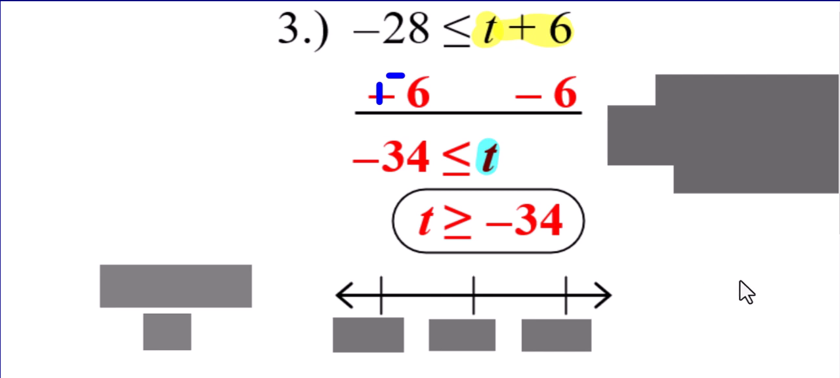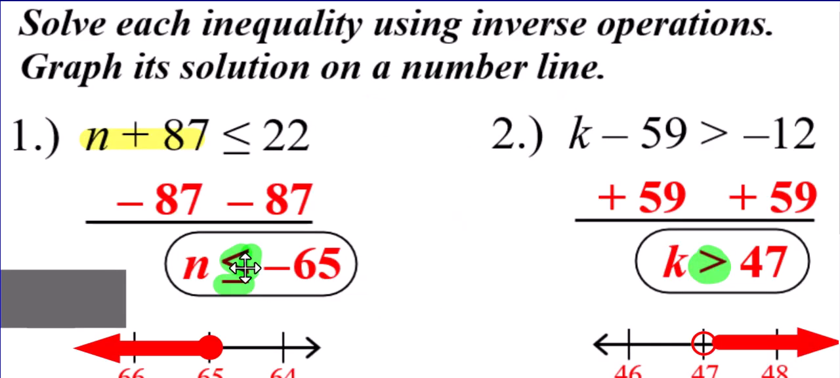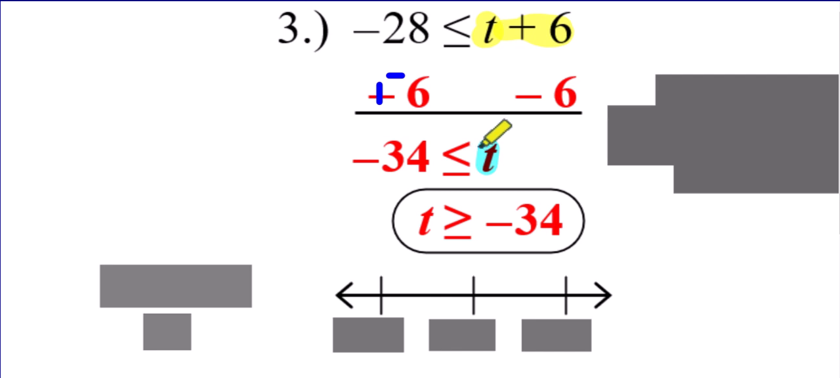You're like, Underkoffler, why didn't you do that on number 1 and number 2? Because on number 1 and number 2, the variable was already written over on the left. It was already beginning on the answer. Whereas here, it was not. So that's why I had to flip the whole thing around so I know what this answer actually means. T is greater than or equal to negative 34.